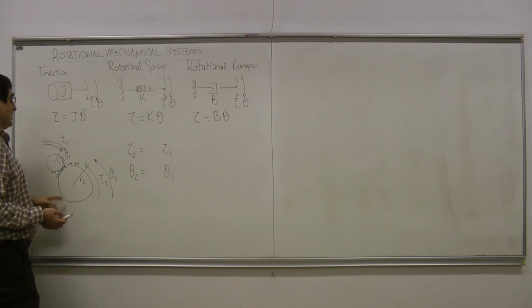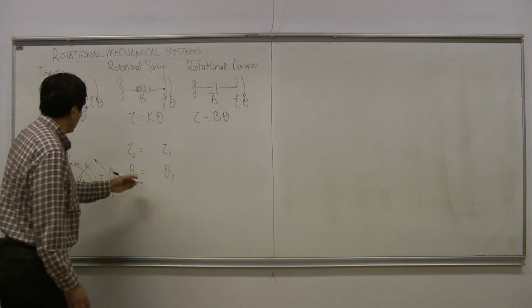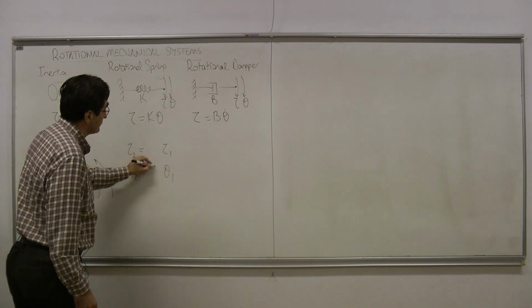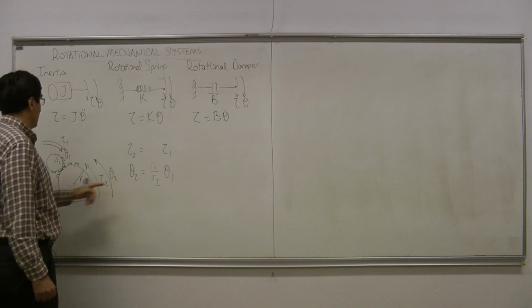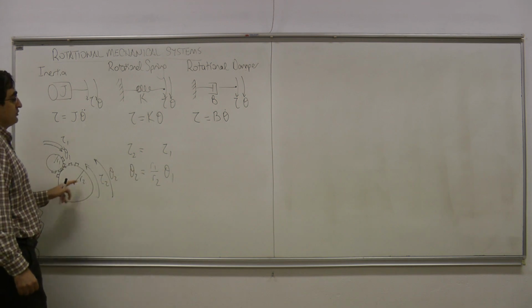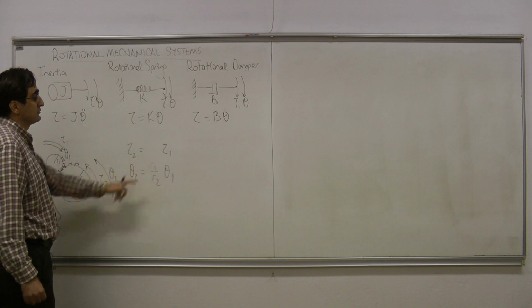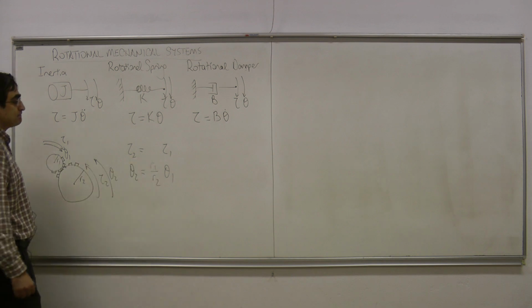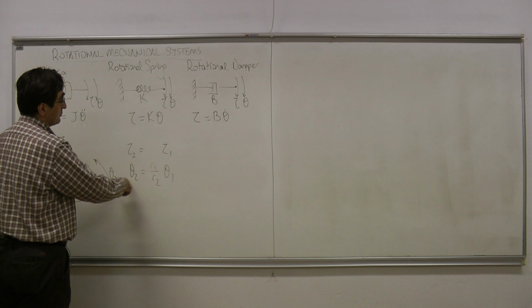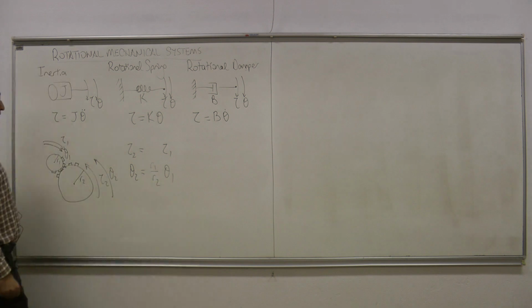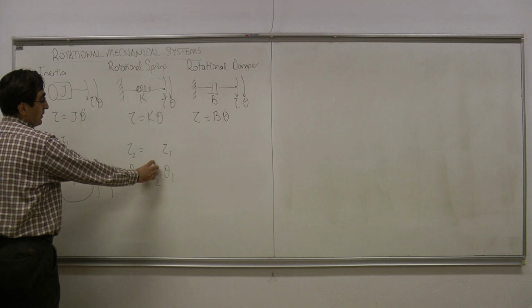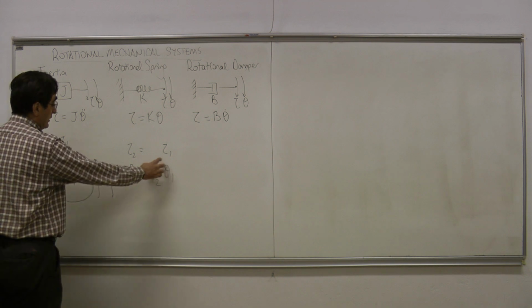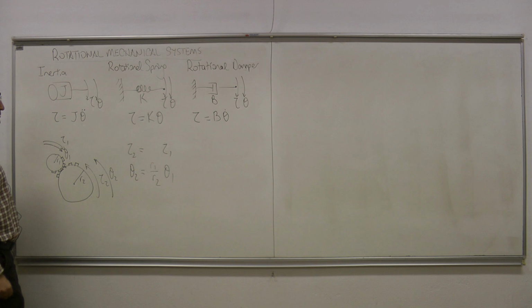All right? Therefore, the coefficient that I have to put here is going to be R1 over R2. And because R2 is larger here, this is going to be a constant smaller than 1. And as a result, theta 2 is going to be smaller than theta 1. All right? If R2 is smaller, then this constant is going to be larger than 1. And in that case, theta 2 is going to be larger than theta 1.